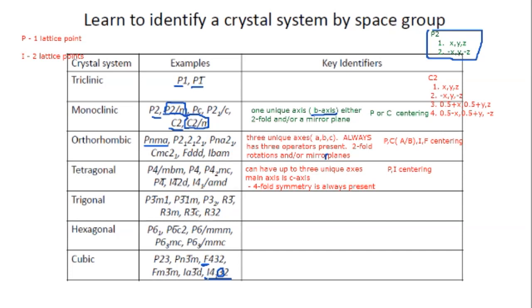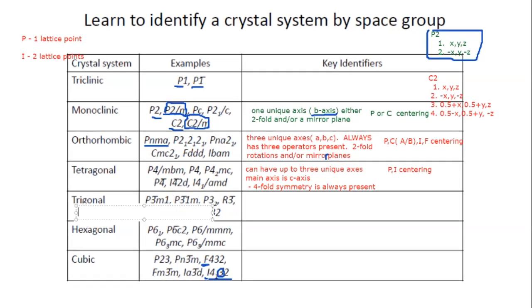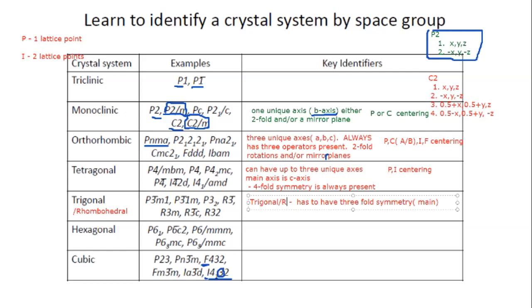So now moving to trigonal, and trigonal includes rhombohedral as well. So these go hand in hand. Now trigonal has to have threefold symmetry. That's the main operator in trigonal. It has to have threefold symmetry. So if you look here, we have a threefold roto-inversion, a 3₁ screw axis, a threefold rotation. So trigonal, even rhombohedral, the key is, and I'll just put /r so you know it's for rhombohedral, it has to have, as one of the primary symmetry operators, a threefold rotation as a roto-inversion, a screw axis, or just a plain rotation.